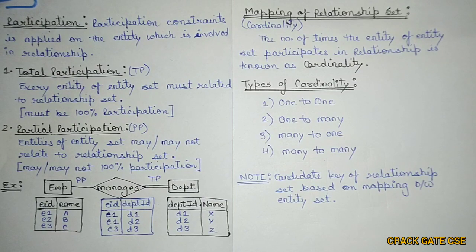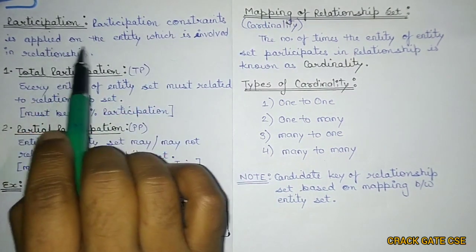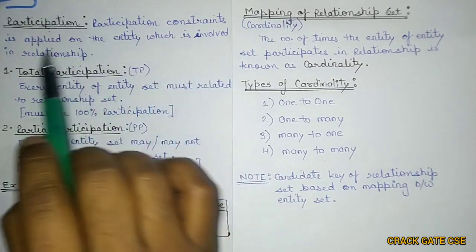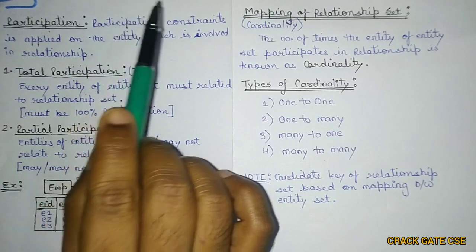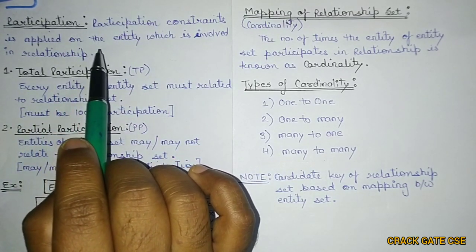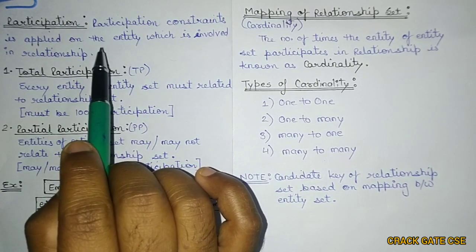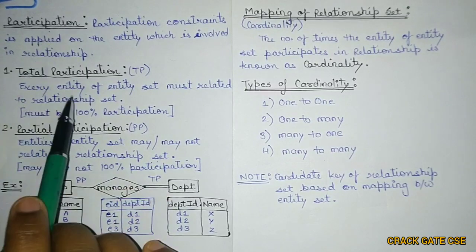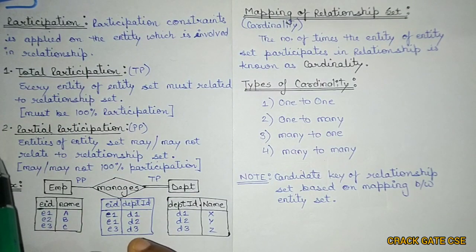So now let's start with participation. The participation constraint is applied on the entity which is involved in the relationship. So if I have an ER diagram, then in that diagram participation will be applied on the entity which is taking part in a relation, right? It is of two types: one is total participation and another is partial participation.